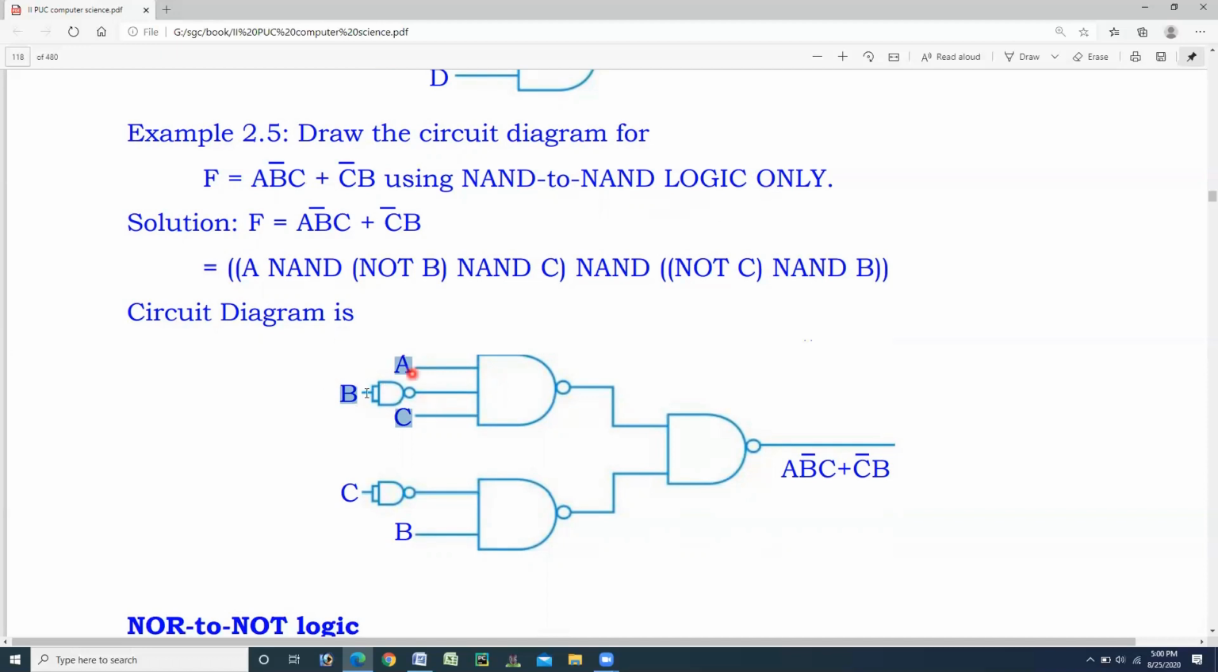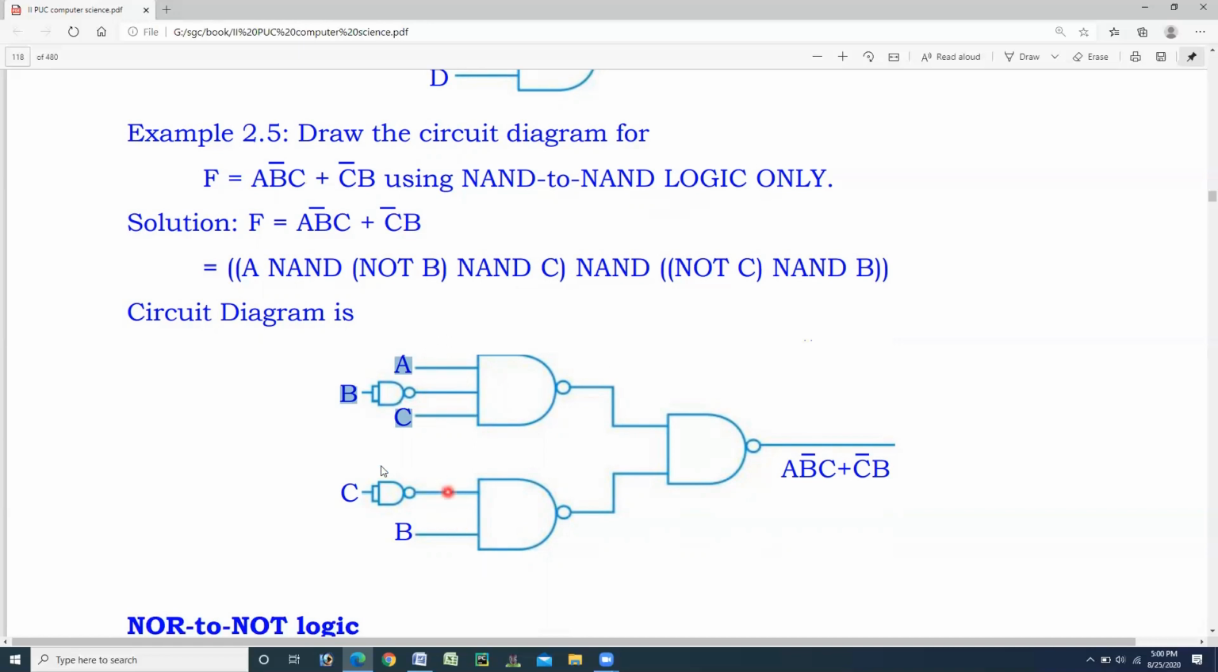So B is the common input for one NAND gate, then the output will be the complement. Then C. These three are the inputs, and the output we get is A, B complement, C. Then next, C complement B is the input for another NAND gate.